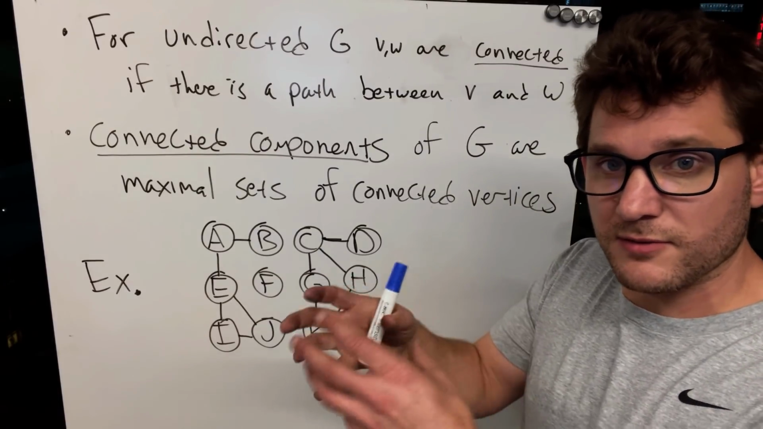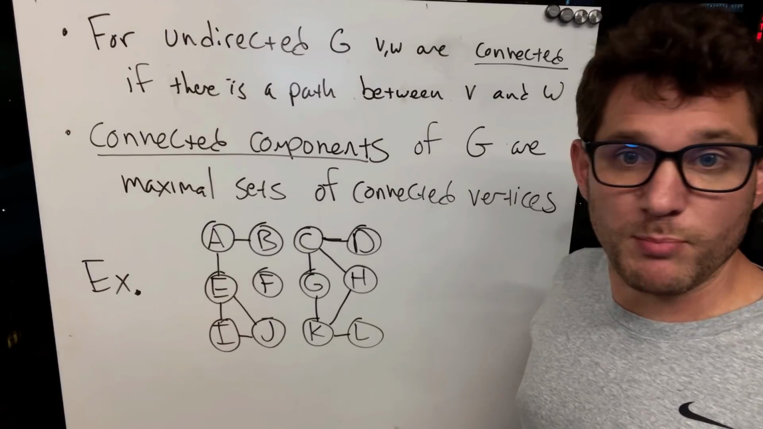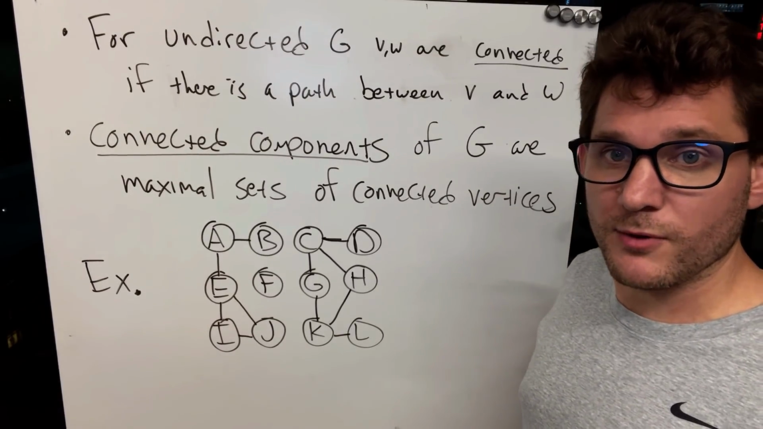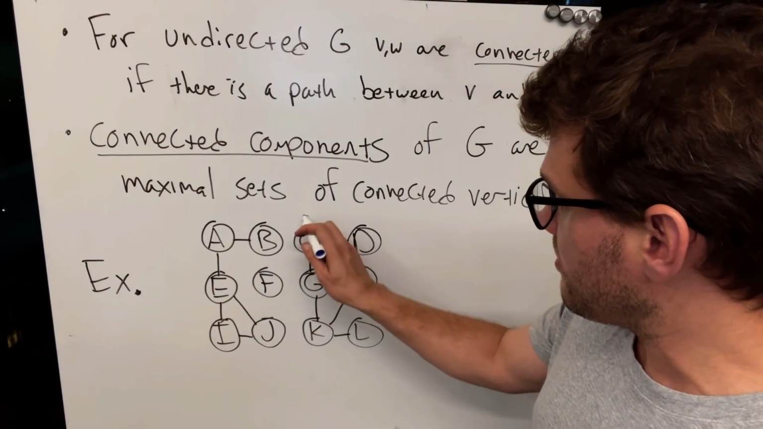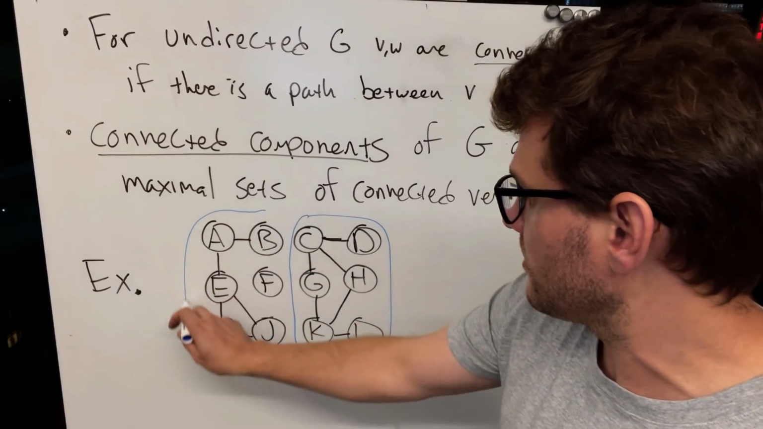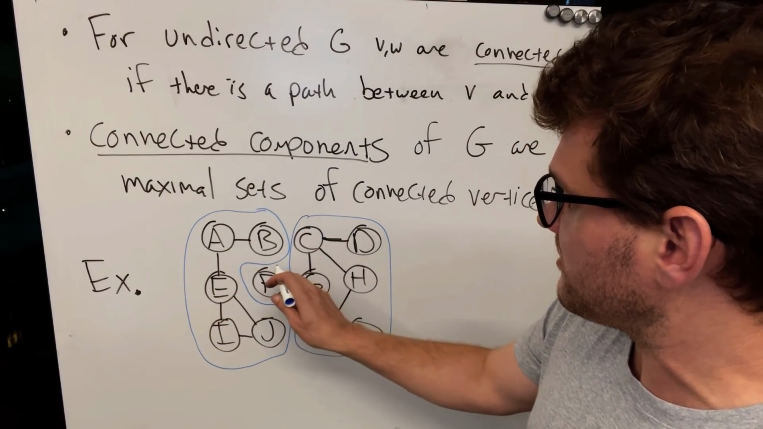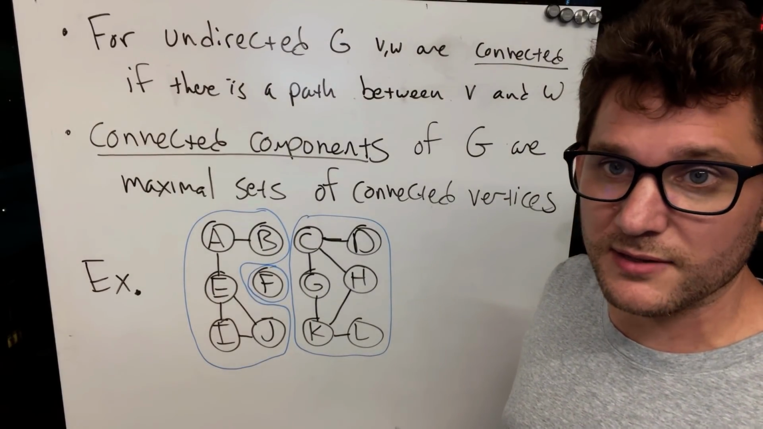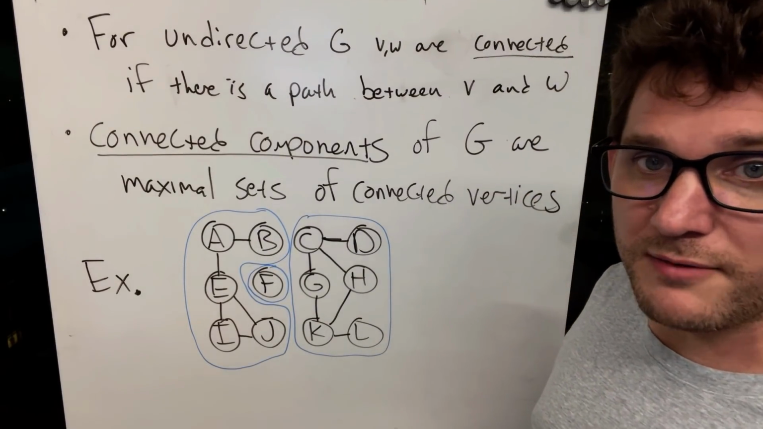It's the sets of nodes where all of the nodes in every set are connected by some path. Here's an example of a graph. This graph has three connected components. Here is a maximal set of connected vertices. Here is another maximal set of connected vertices. And then there's this isolated node right here, and that is also a maximal set of connected vertices. So there are three connected components in this particular graph.